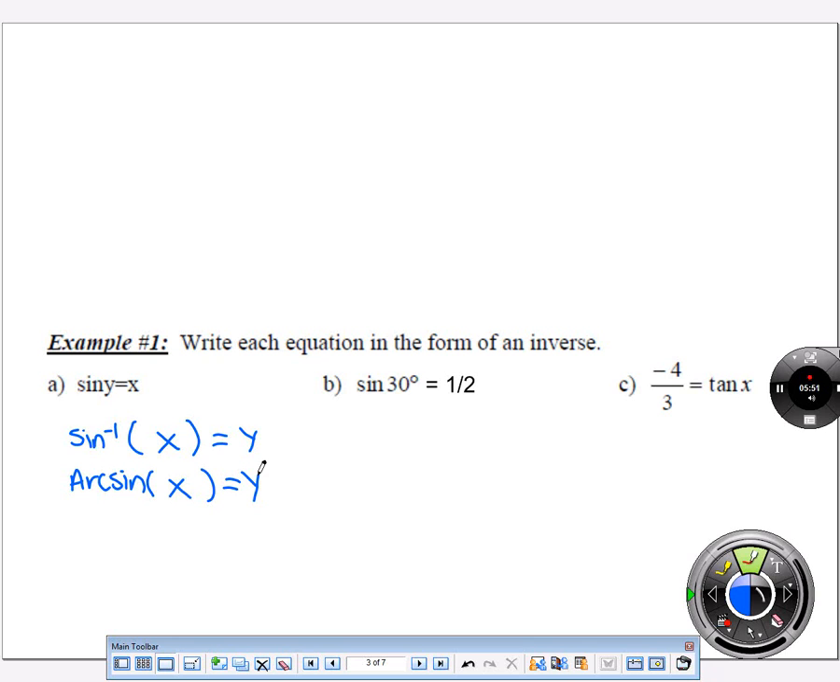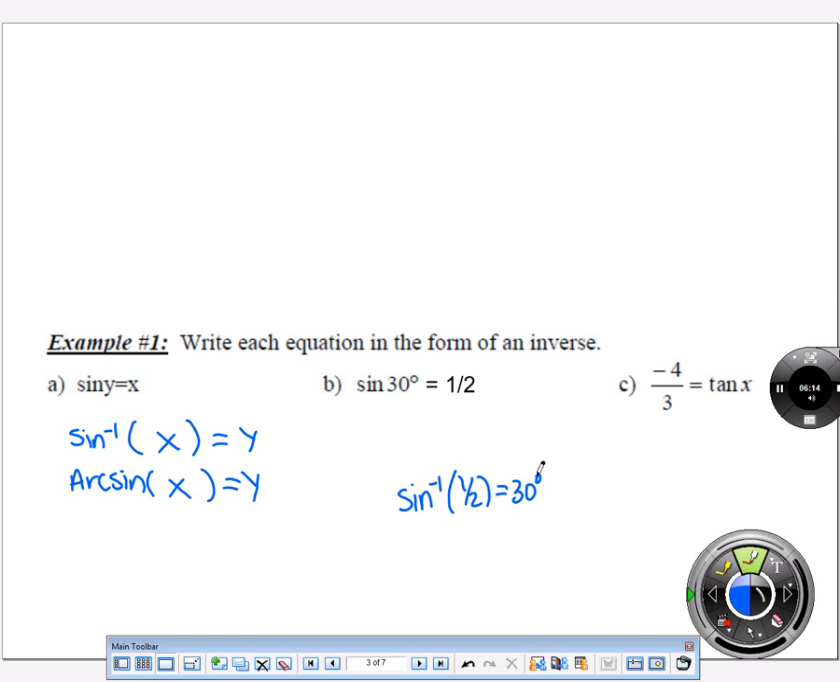All right, so how would we rewrite part B? We've seen this one a couple times already. So how would we rewrite part B using inverses? It right now says the sine of 30 degrees equals 1/2. Good. So the inverse sine, so sine inverse of 1/2 equals 30 degrees. Okay, so just kind of understanding the relationship there.